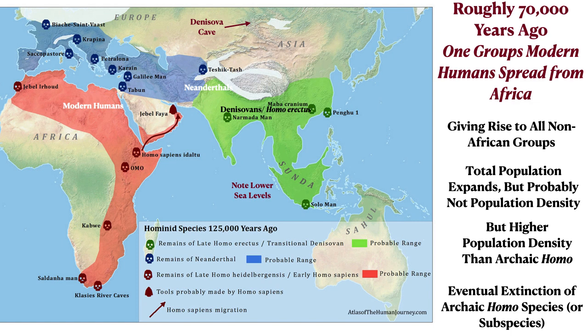Also, this map is a bit older. It has this range of the Denisovans and the even more archaic Homo erectus in East Asia, Southeast Asia, and South Asia. But Denisova Cave, where the first bones were found, is in southern Siberia, well to the north, and I've marked that on the map.